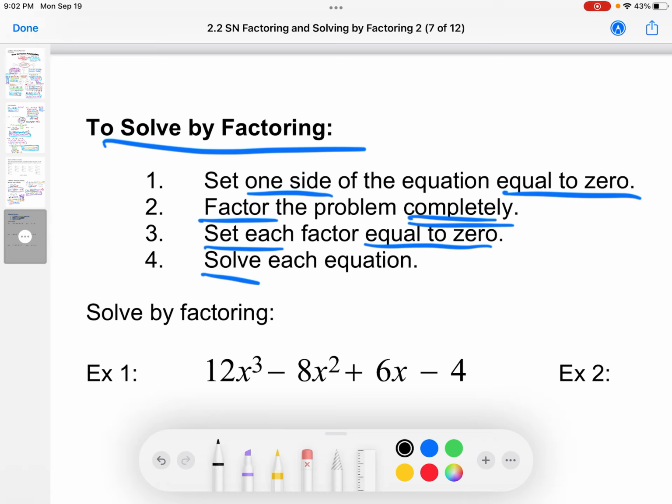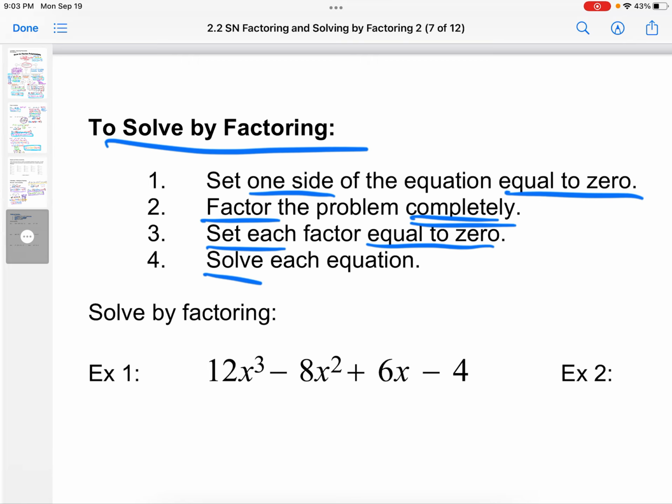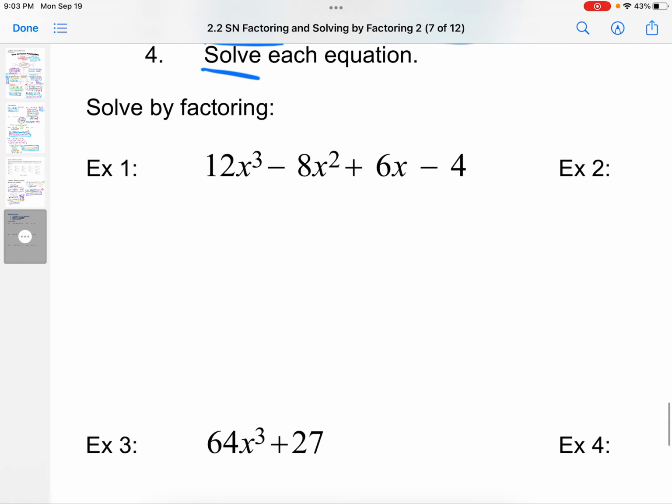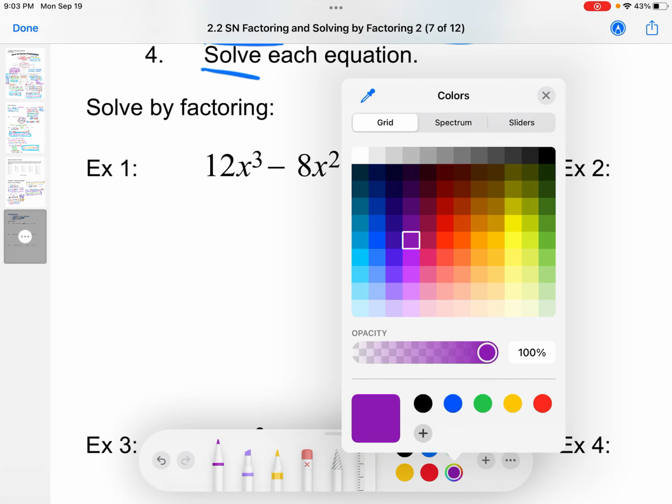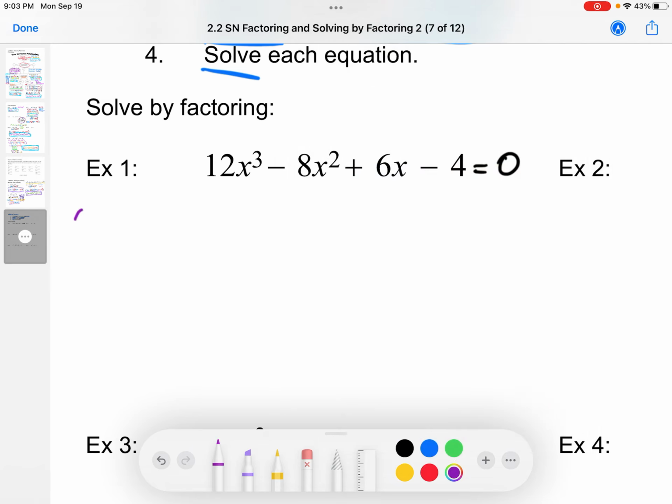Okay? So when we're solving these, if we look at example 1, go ahead and put an equals 0 on the end of these. Somebody forgot to put that in the document before it got uploaded here. So take a look at what we have. Always, always, always look for a greatest common factor first. This has a greatest common factor of 2. So we'll factor out a 2 first.